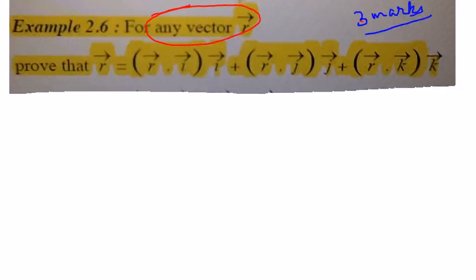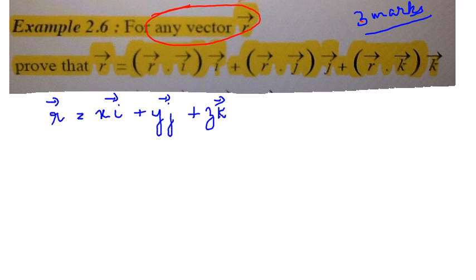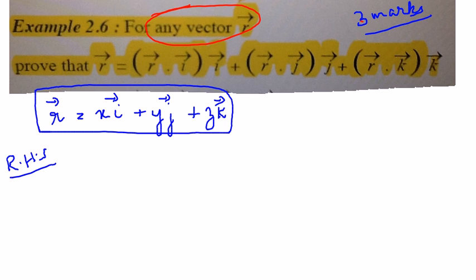The first thing that you can do is assume r vector to be any vector. So let us assume it to be xi plus yj plus zk vector. This is the assumption we have made. Now what are they asking us to do? Let's check the right hand side. We have to do r dot i vector.